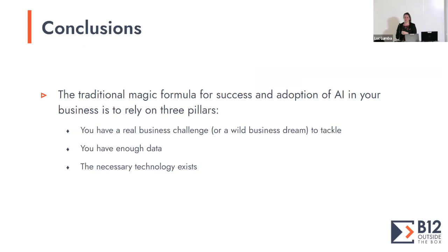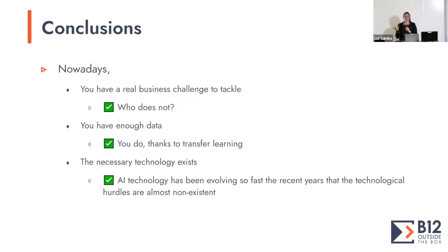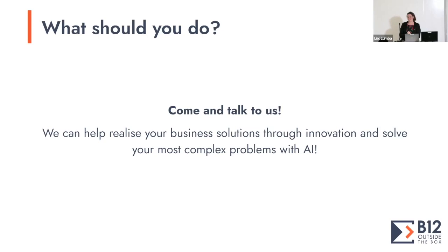Nowadays, we've seen with transfer learning, if we think about those three pillars, having a business challenge in a company, I think everybody has some challenge to solve. To have enough data, we just showed you that the need for data has tremendously reduced thanks to transfer learning and the new technologies. And the technology is nowadays evolving so fast that there's probably a very good chance that the technological hurdles are non-existent nowadays. So what should you do when we finish? Come and talk to us, because we can really help you realize your business solution to innovation and solve your most complex problems with AI nowadays.